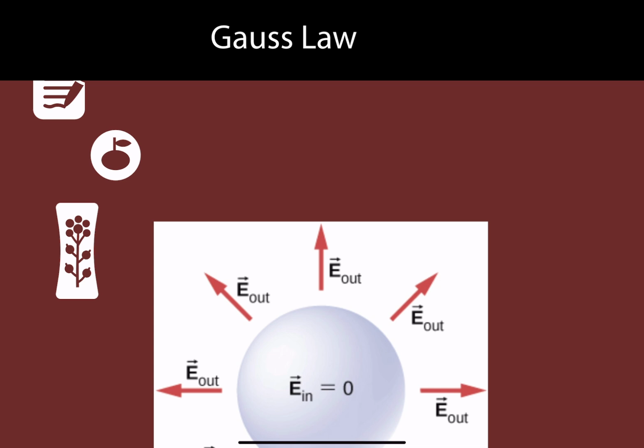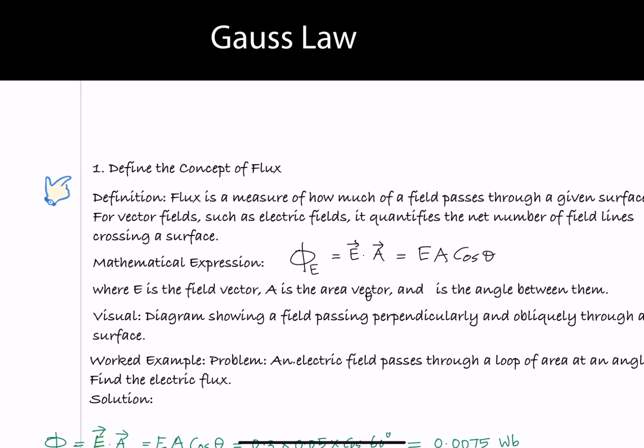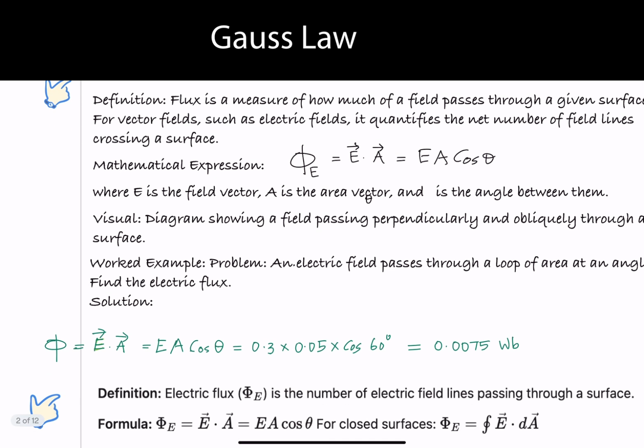In mathematical terms, flux is the dot product of the field vector and the area vector, which means it considers both the magnitude of the field and the angle of incidence. So if you look at this mathematical expression, you see phi sub E is E dot A, is EA cosine theta. Obviously, the dot product involves the cosine of the angle between the field vector and the area vector.